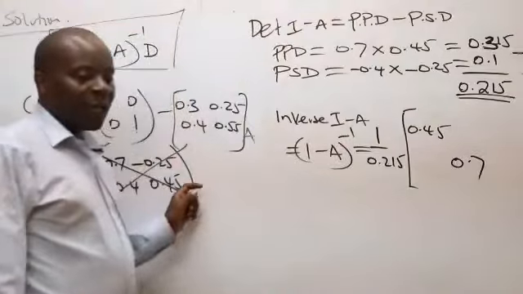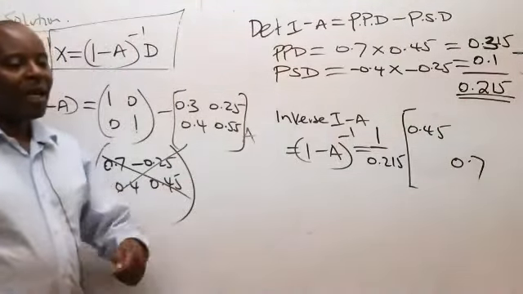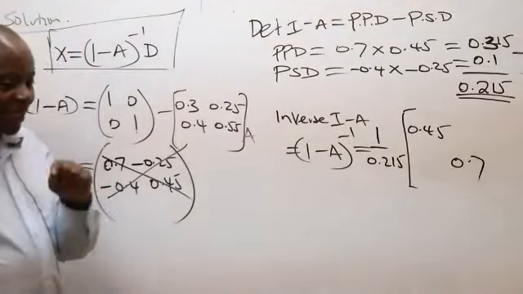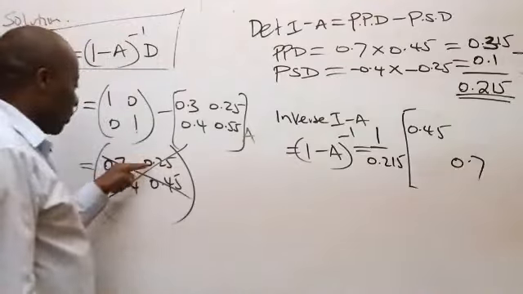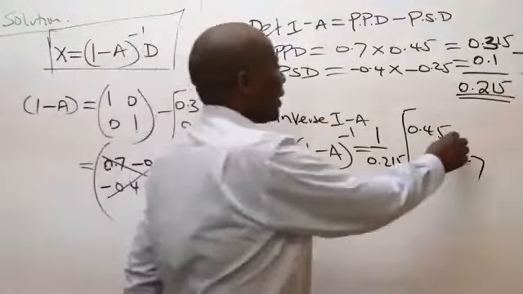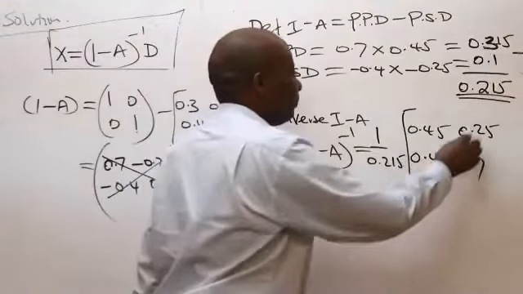How about secondary elements? Yes, for secondary elements, we change their signs. We retain their positions, but we change their signs. You can see, ladies and gentlemen, this was negative. So we have here 0.25, and here we have 0.4.